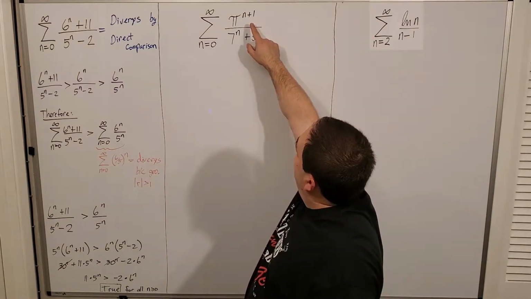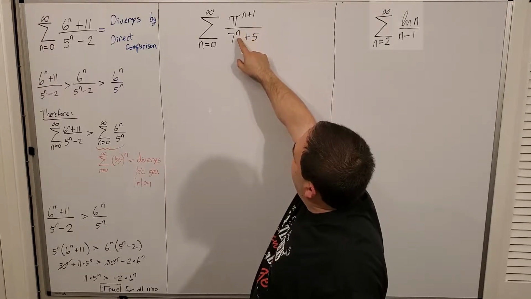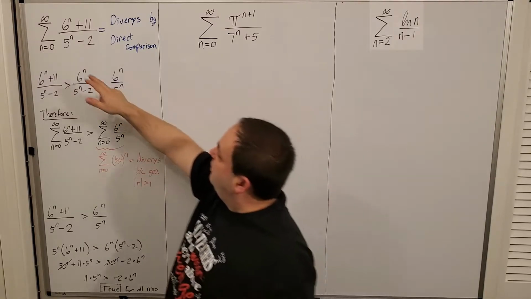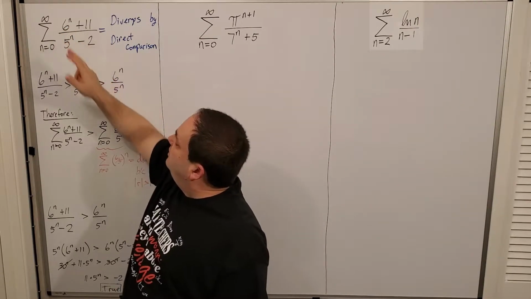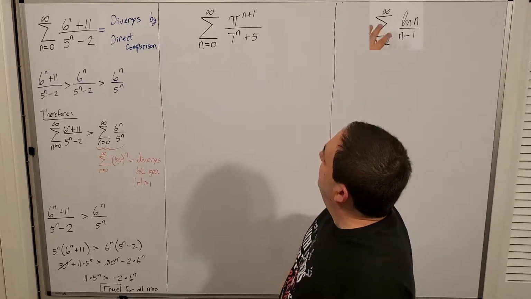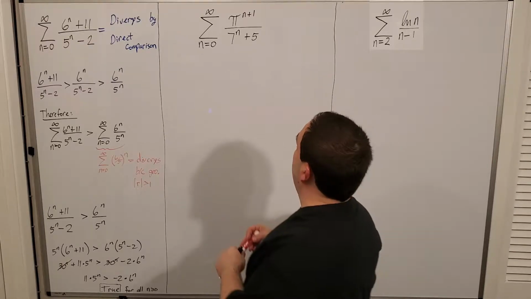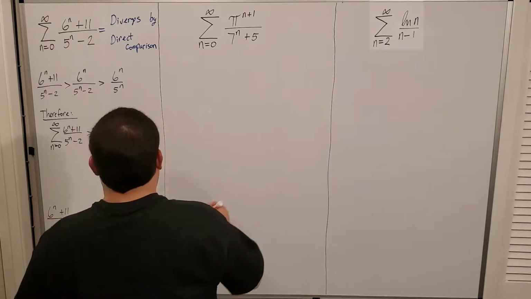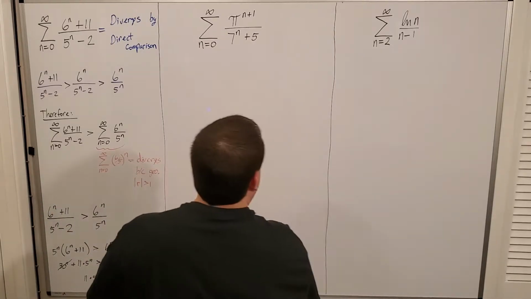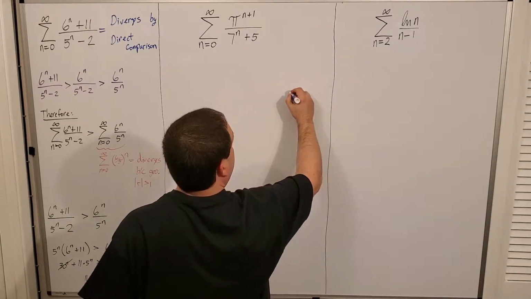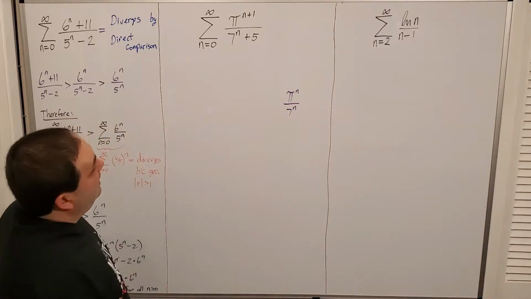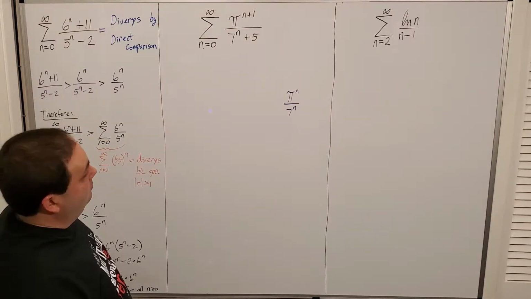So then, first things first, these two have to have the same exponent in order to make this like a geometric series, right? Because that's what these had, 6 to the n, 5 to the n. And I was able to compare that to a geometric series. Okay? So I'm thinking in the back of my head that I'd like to compare this one to pi to the n over 7 to the n. Right? That's the one that I'd like to compare it to.